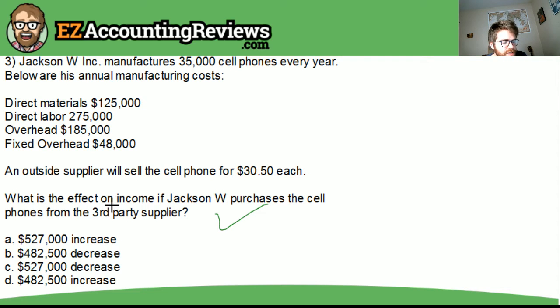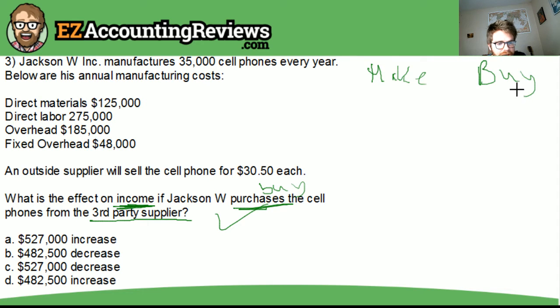So the question's asking, what's the effect on income if Jackson W. purchases the cell phones from a third-party supplier? Okay? So what they're really saying is, what happens to his profit? And he's already making the choice. He's going to buy it, and that's what purchases means if you don't know that. It means buy. He's going to buy it from a third-party supplier. And so again, his choices are either to make it or to buy it. Now we know he's going to buy it, but we have to figure out the comparison between the two to figure out how it affects his income.